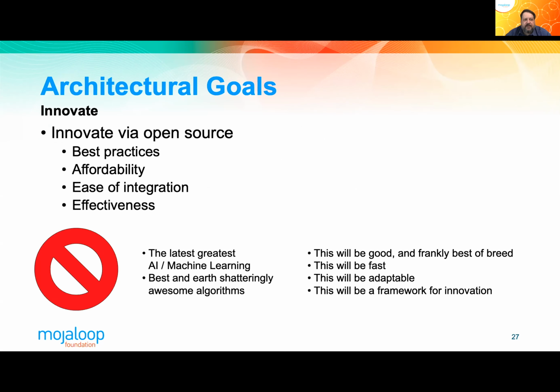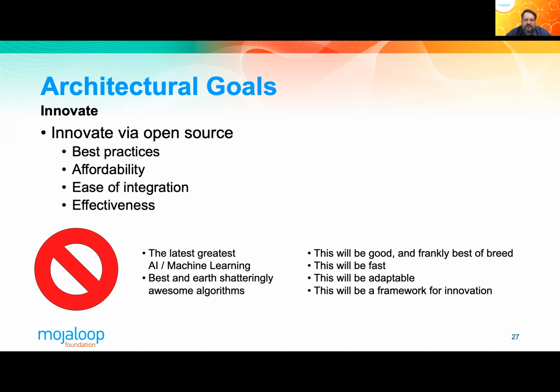Architectural goals: innovate, right? So we want to innovate. But the key innovations are going to be via open source. And we're going to be trying to identify the best practices, affordable means to do this, different ways to ease the integration, because there's a lot of integration with systems like this, and how to optimize the effectiveness of the system.